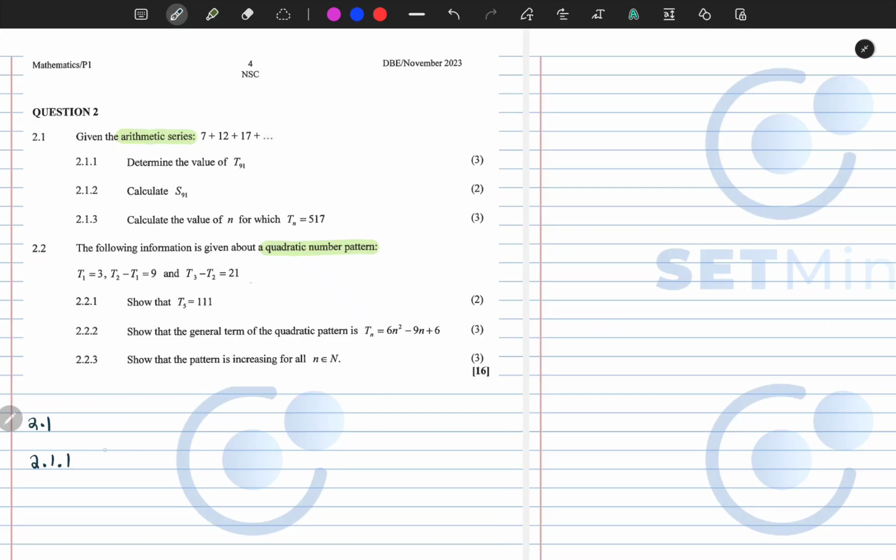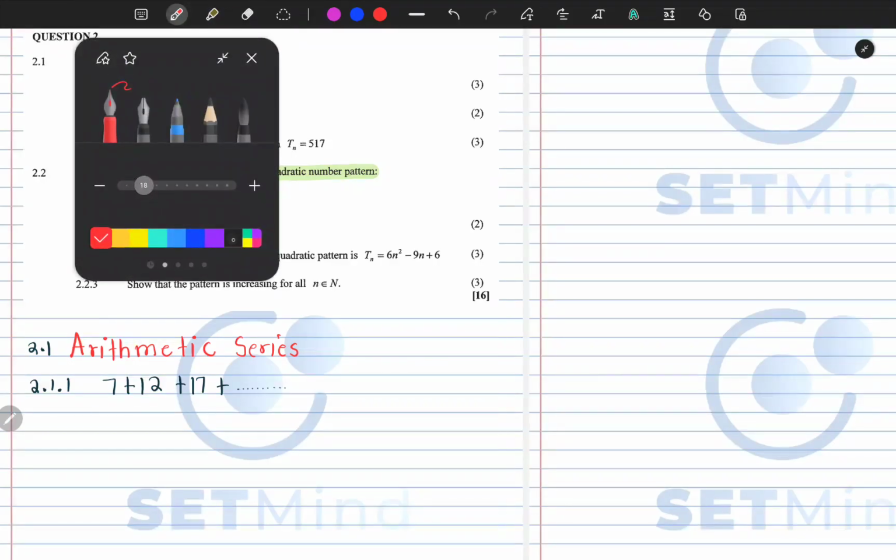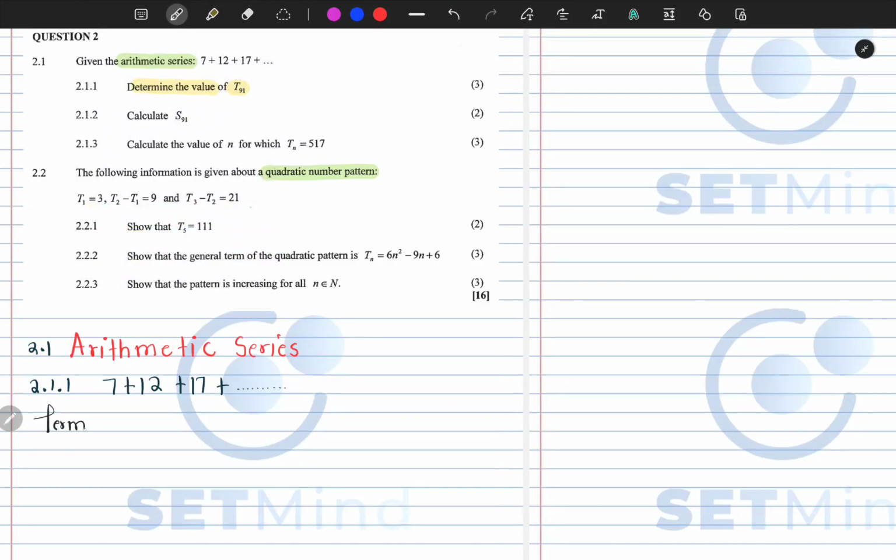On 2.1.1, if you look at the series which we are given, 7 plus 12 plus 17 and so on, we are told at the top that this is an arithmetic series. The question for 2.1.1 reads, determine the value of T91. So what they are asking us essentially is, what is the term when n is equal to 91? That is the question which we are trying to answer.